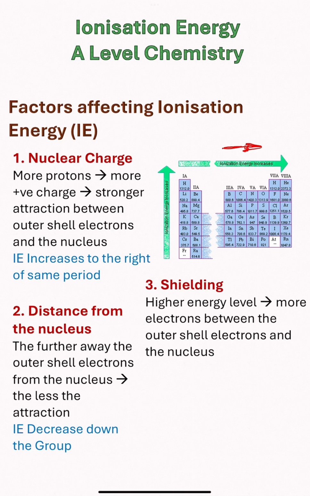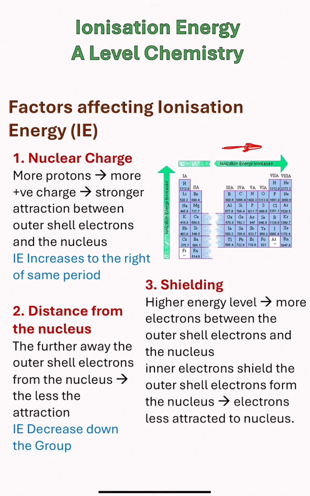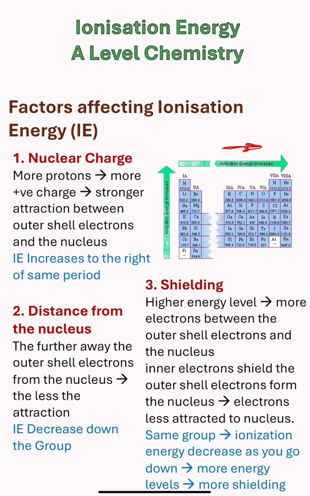And finally, there is the shielding. Shielding means the effect of the inner electrons and how they shield the outer shell electrons from the nucleus. So the higher the energy level, the more electrons will be between the outer shell electrons and the nucleus, because there are the inner electrons. The inner electrons will shield the outer shell electrons from the nucleus, and the electrons will be less attracted to the nucleus. Again, this affects the elements within the same group. So ionization energy will decrease as you go down the group because there will be more energy levels, more inner electrons, so the outer shell electrons will be more shielded from the nucleus.